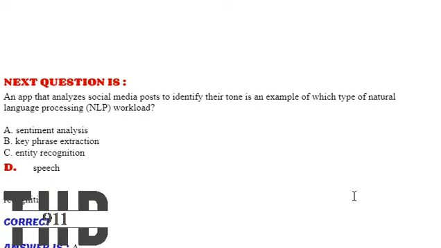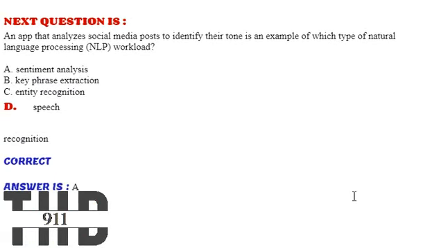Our next question. An app that analyzes social media posts to identify their tone is an example of which type of natural language processing workload? Option A, sentiment analysis. Option B, key phrase extraction. Option C, entity recognition. Option D, speech recognition. The correct answer is option A.